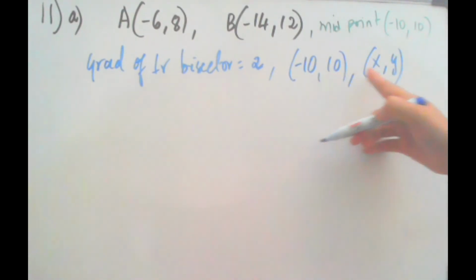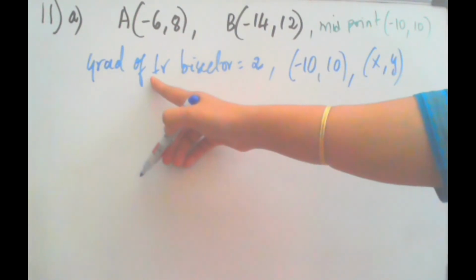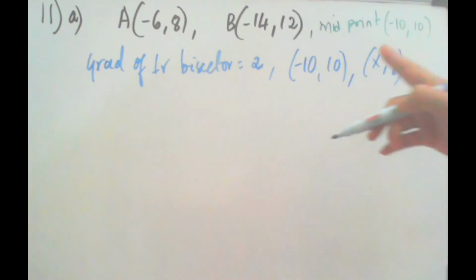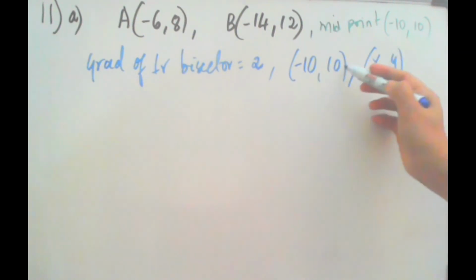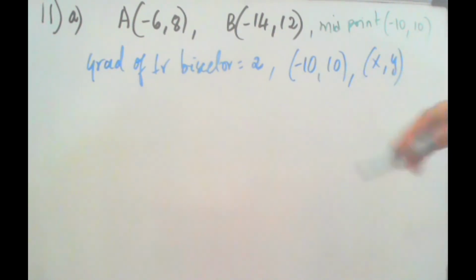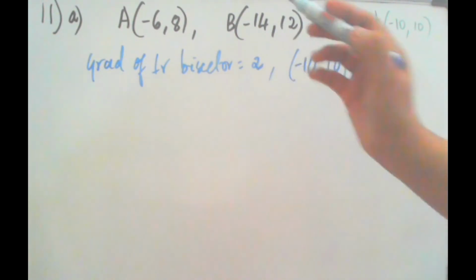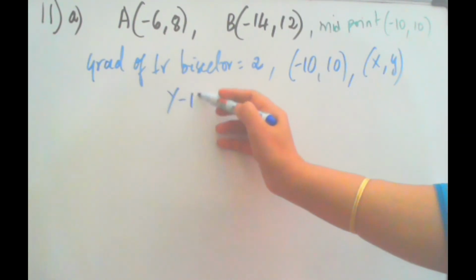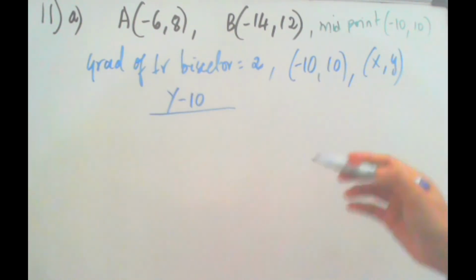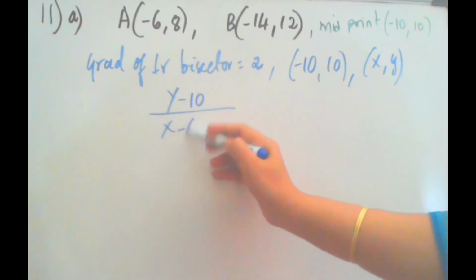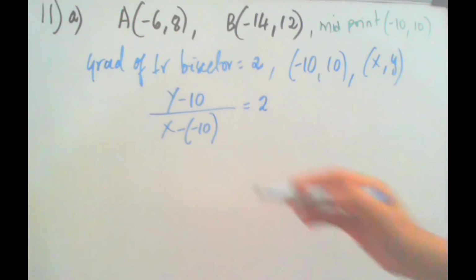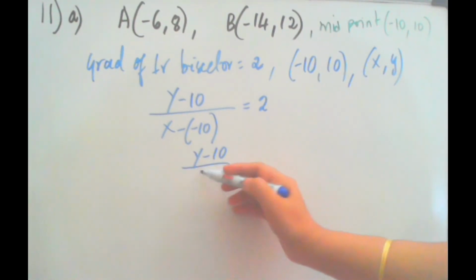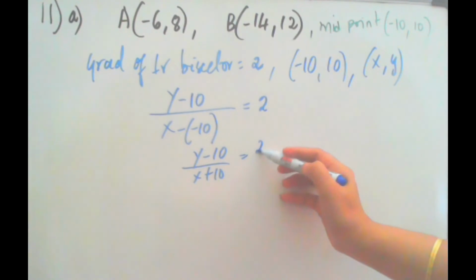Okay. Now considering these two are the points on this perpendicular bisector, how would we go about calculating its gradient? We would go about taking the difference in the y coordinates divided by the difference in the x coordinates, right? So that we will do and equate it to 2. Alright, so difference in the y coordinates divided by difference in the x coordinates, and that is the gradient, which is 2. So y minus 10 divided by x plus 10 equal to 2.